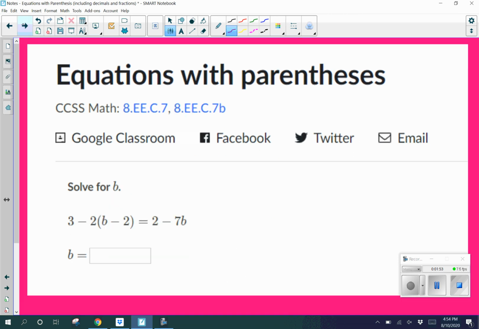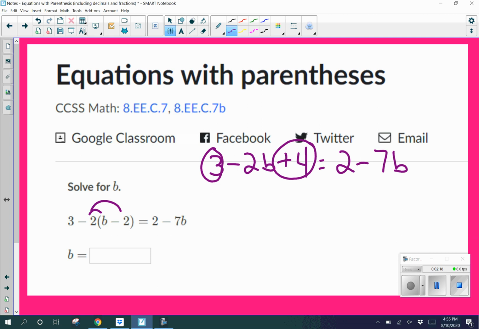Okay, here we're going to distribute again. Now remember, the subtraction sign in front is also telling me that my 2 is a negative. So we're going to distribute a negative 2 there. So that's going to leave me with 3. Negative 2 times b is negative 2b. And then negative 2 times negative 2 is a positive 4. And everything on the right-hand side stays the same. We're going to combine like terms.